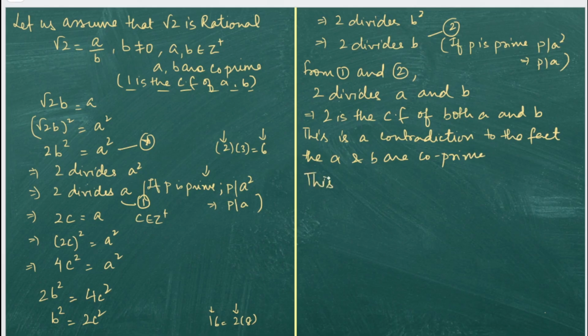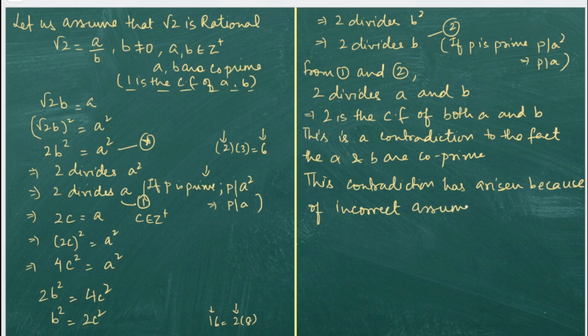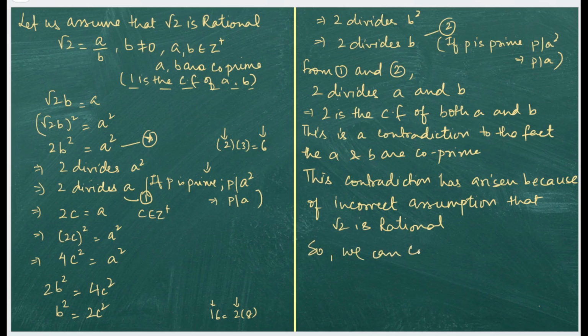So you can write down that this contradiction has arisen because of our wrong assumption, because of the incorrect assumption in the beginning. And what was that incorrect assumption? That root 2 is rational. So we can conclude that root 2 is, of course, an irrational number. So through this series of arguments, we see that root 2 is an irrational number.